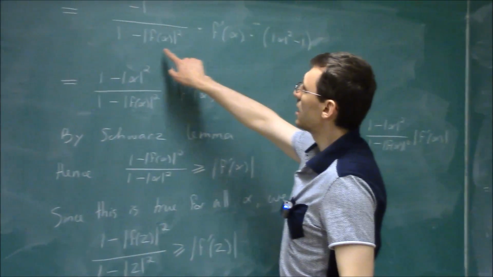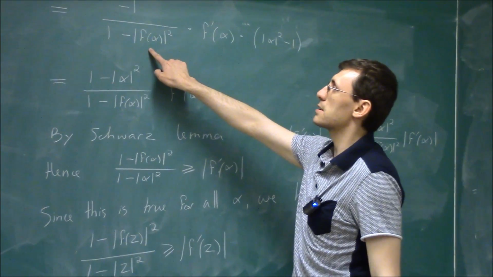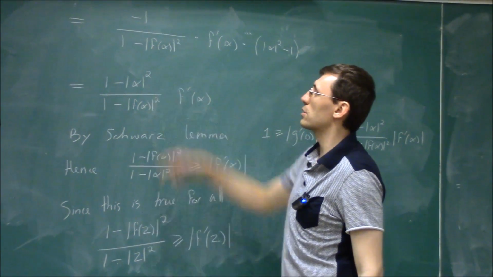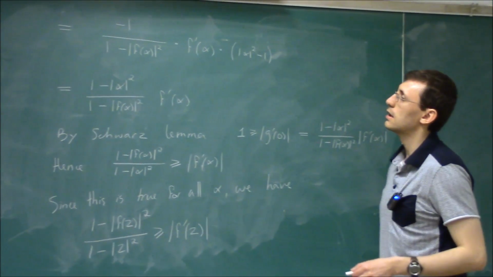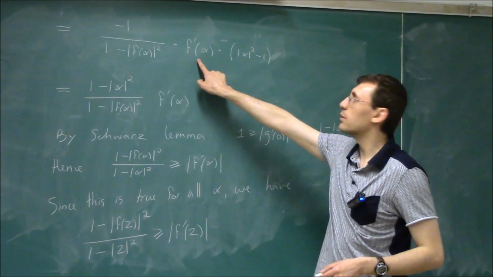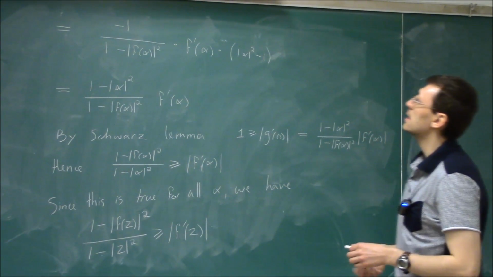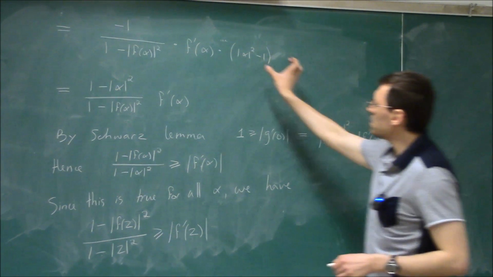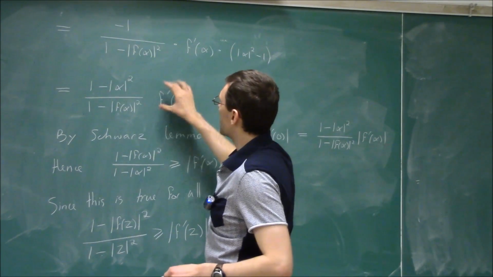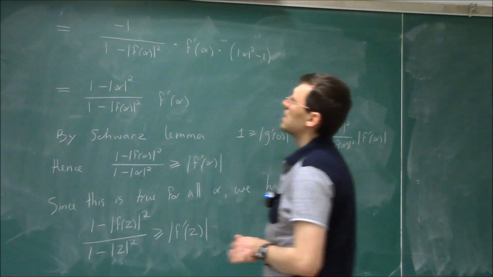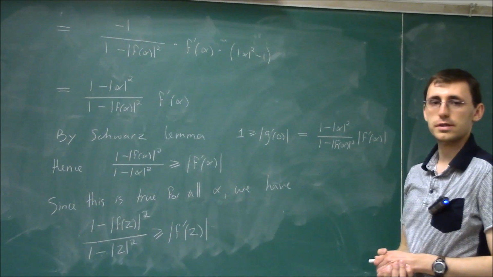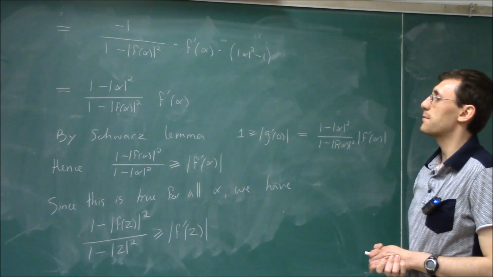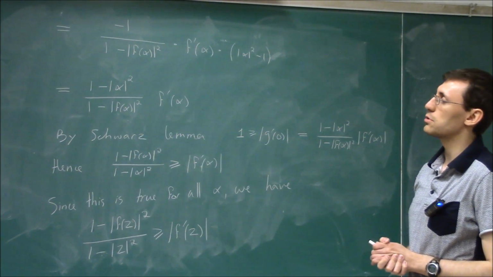So by property 3 of those functions, the leftmost expression is just minus 1 over 1 minus modulus f of alpha squared. The middle term is just f prime of alpha, and the last term is modulus alpha squared minus 1. So then, multiplying and bringing it all to one side, we have 1 minus modulus alpha squared over 1 minus modulus f of alpha squared times f prime of alpha is equal to g prime of 0.